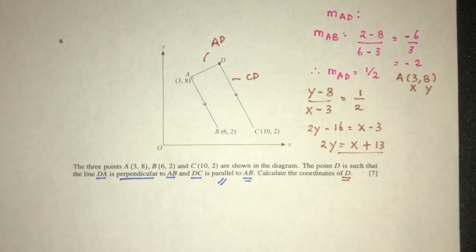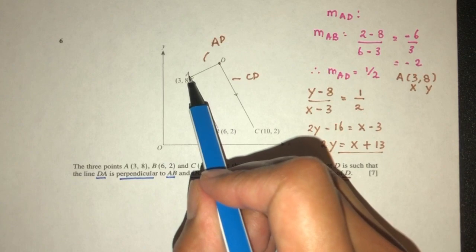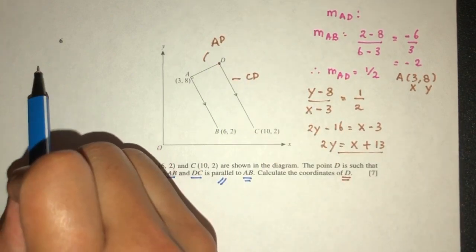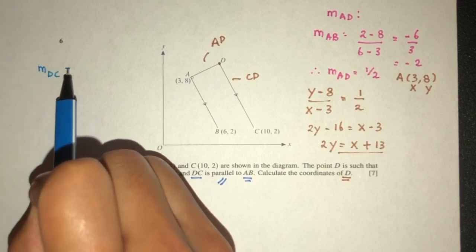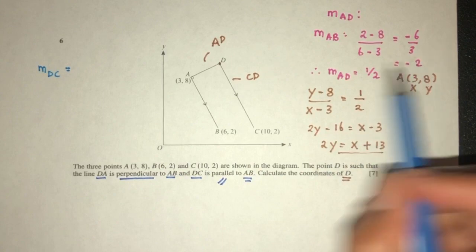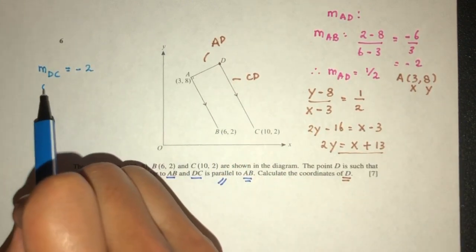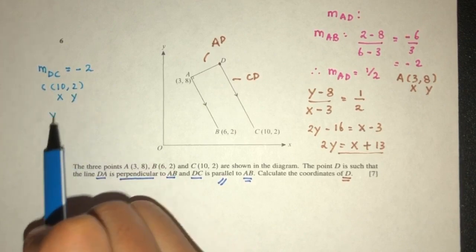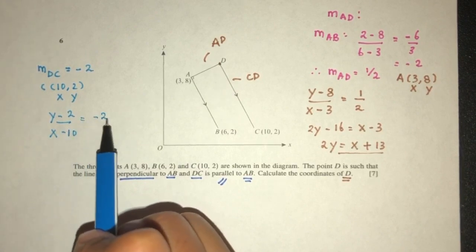So now we have to find the equation of the line CD. How can you find this? Obviously, we have to first find the gradient. Since the line AB and the line DC are in the same direction, the gradient of the line DC has to be the same as the one for AB, which is minus 2. The passing point here is C, which is (10, 2). This is the x value and the y value, so y minus 2 over x minus 10. That should be minus 2 over 1.